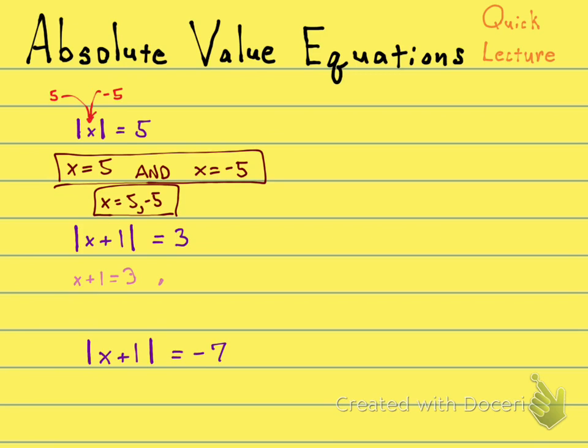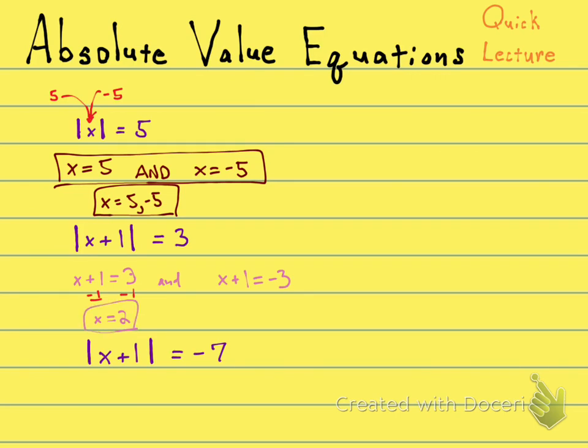And we're going to write down x plus 1 equals what? The opposite of the right side. Then we're going to solve these. I'll solve the one on the left first. We'll subtract 1 on both sides. And we find that x equals 2.